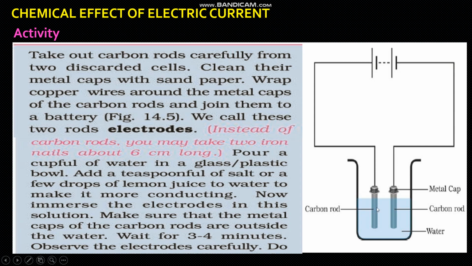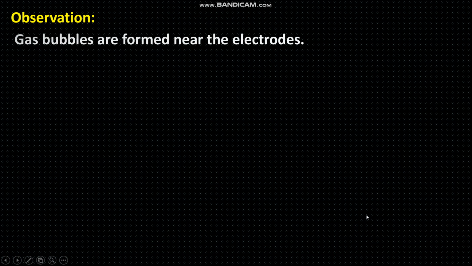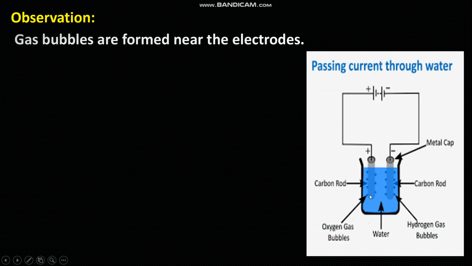Now these metal rods are called electrodes. Then in a cup we have taken water. To that a little lemon juice or salt is added and we immerse these metal rods in this water. Let us see what we can observe. Gas bubbles are formed near the electrodes. We can see the formation of gas bubbles near the electrodes.